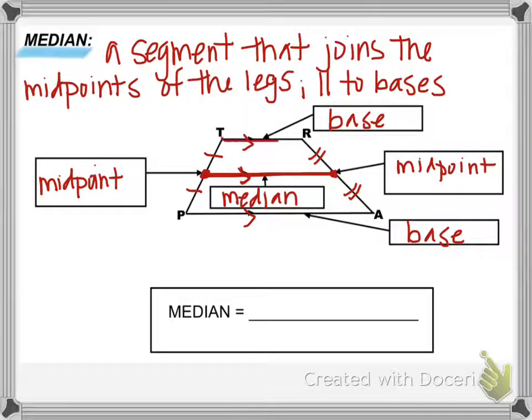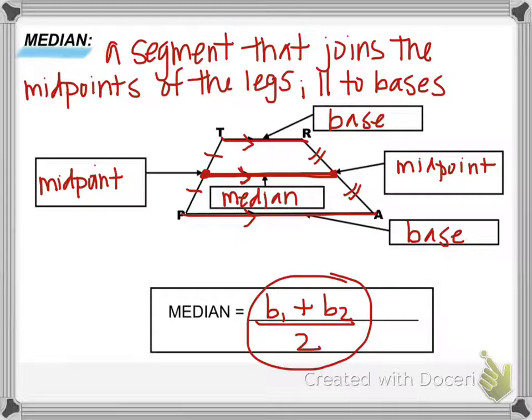Okay? Base, median, base. The way to find the length of the median is equal to base 1 plus base 2 divided by 2. Basically, we are averaging the bases together, okay? It's going to have a length right in between the base lengths. Okay, remember the bases are not going to be equal in length, okay? This is kind of like when we found a midpoint. So let's go ahead and look at some examples of this.